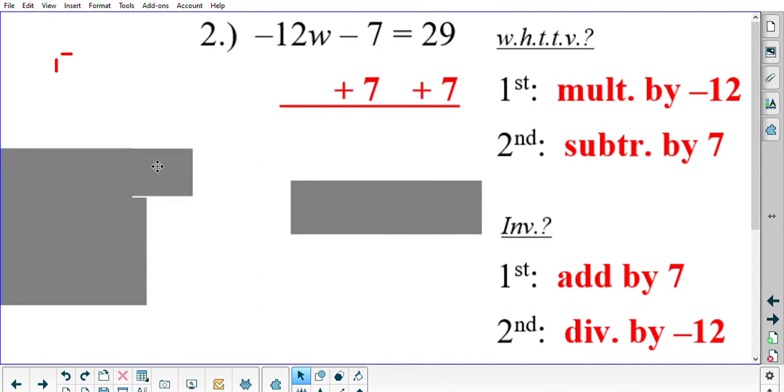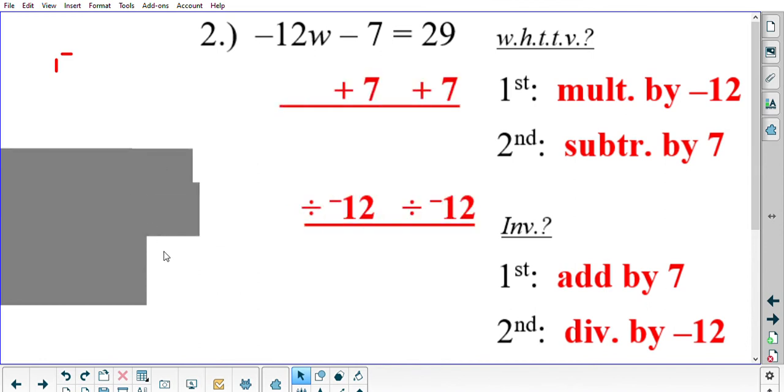Did you add by 7 first on both sides? Did you later divide by negative 12 on both sides? And please check that you have the negative signs on those dividing by negative 12s. Where do we have subtraction? We have it on the original problem. That's where you make it adding the opposite.